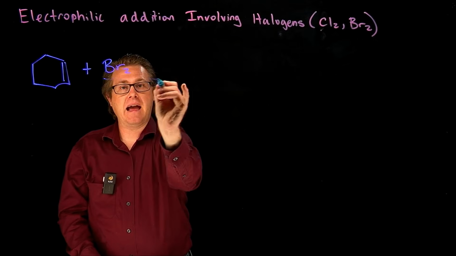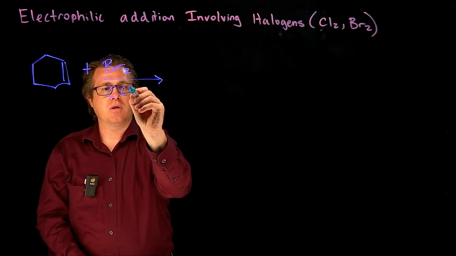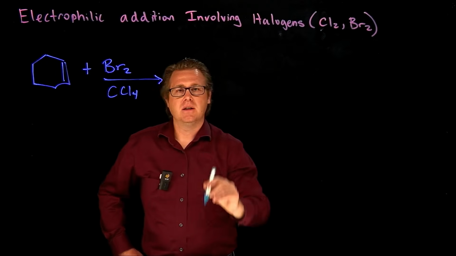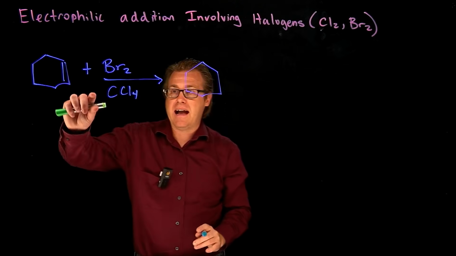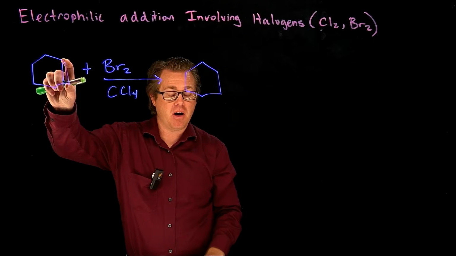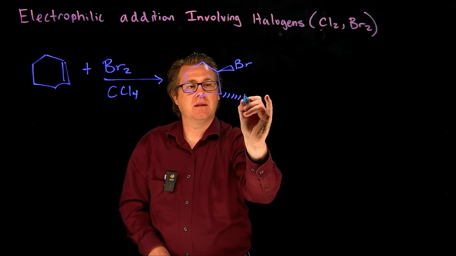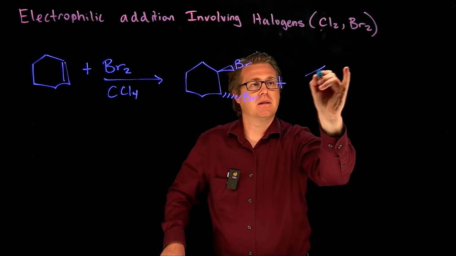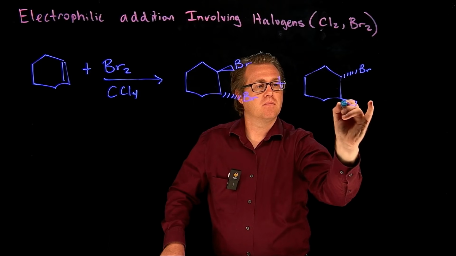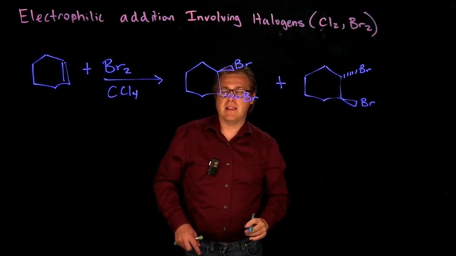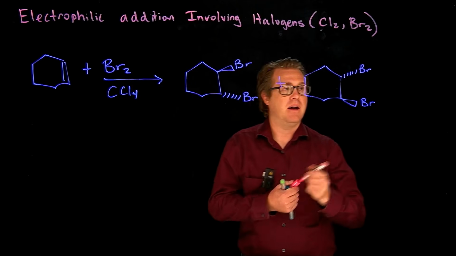And when we do that reaction, in a solvent, let's say carbon tetrachloride, that's just our solvent, we are going to get a racemic mixture. We're going to add two halogens across this double bond. And we're going to generate something that looks like this, plus this. And that's a racemic mixture here. We do not generate this compound.